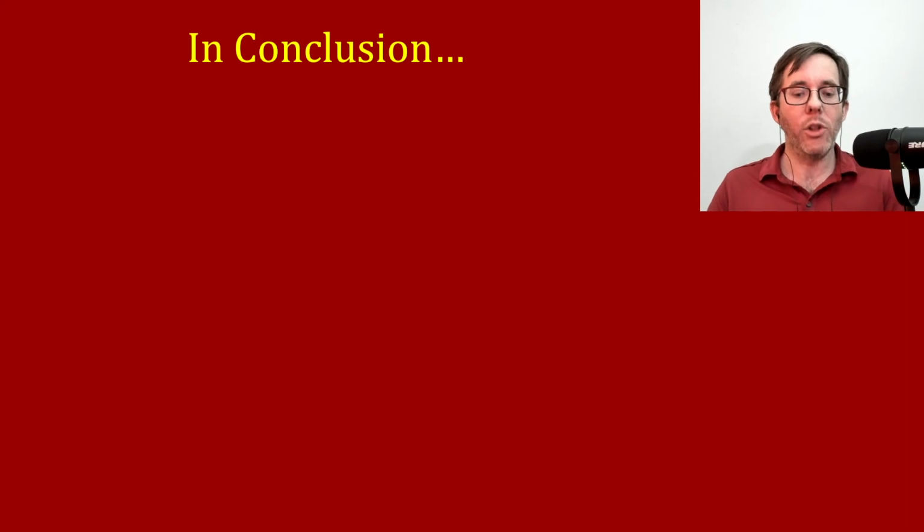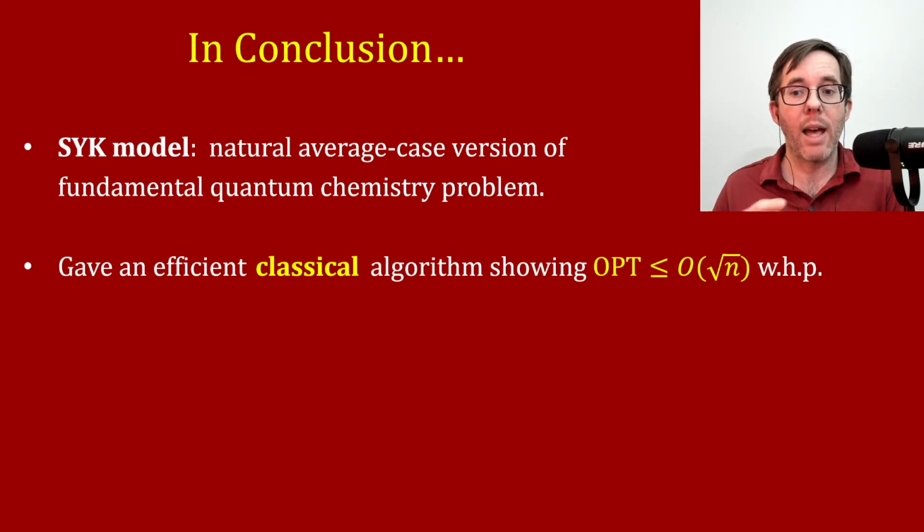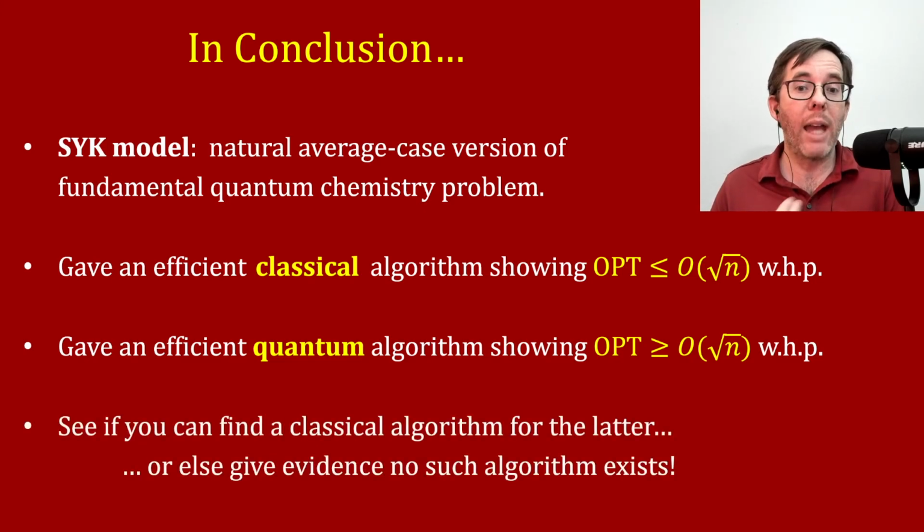Okay, so in conclusion, we studied the SYK model, which is the natural average case version of a fundamental problem in quantum chemistry. We saw that there's an efficient classical algorithm for certifying its value is at most order square root n with high probability. And we saw that there's an efficient quantum algorithm for certifying its value is at least order square root n with high probability. And we don't know any efficient classical algorithm for the latter task. So please, if you can find one, do that, or else find evidence that no such classical algorithm exists.